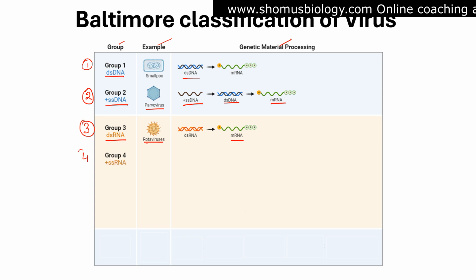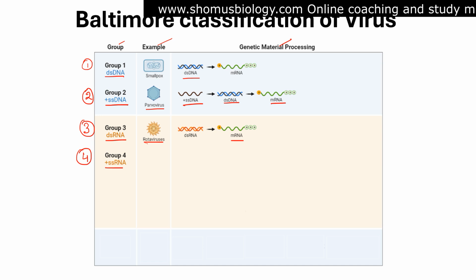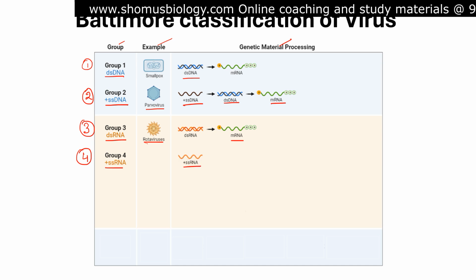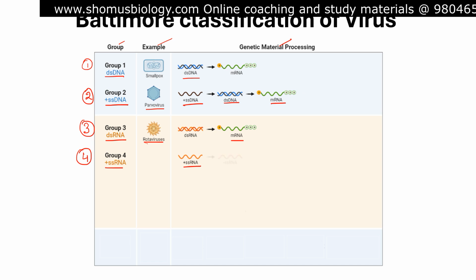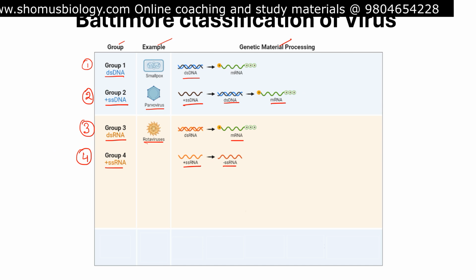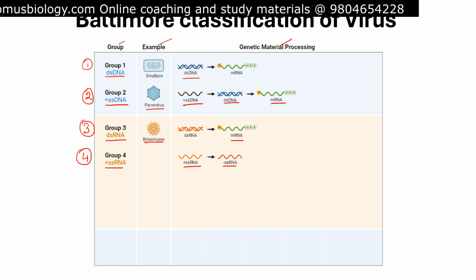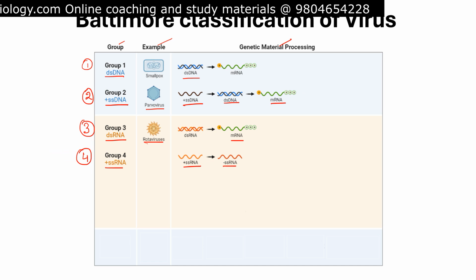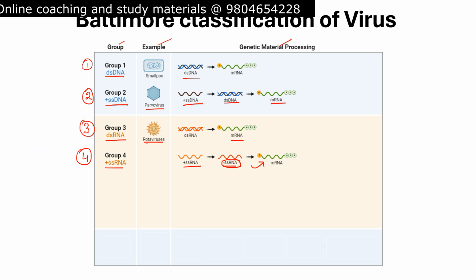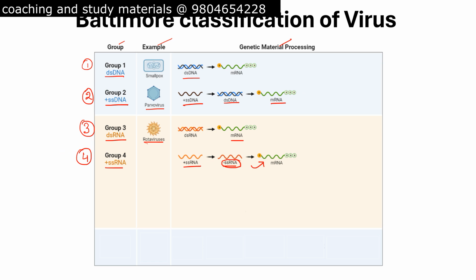Fourth group, group 4, is single-stranded RNA virus, and we know this very well. There are plenty of examples of single-stranded RNA virus. Here, a plus single-stranded RNA is there. From this single-stranded RNA, they make the minus single-stranded RNA, because the plus strand is used as a template to make another minus single-stranded RNA. From the minus single-stranded RNA, they make the mRNA. They use the minus single-stranded RNA as a template to make mRNA, and then they will make the proteins using the mRNA as a coding sequence.